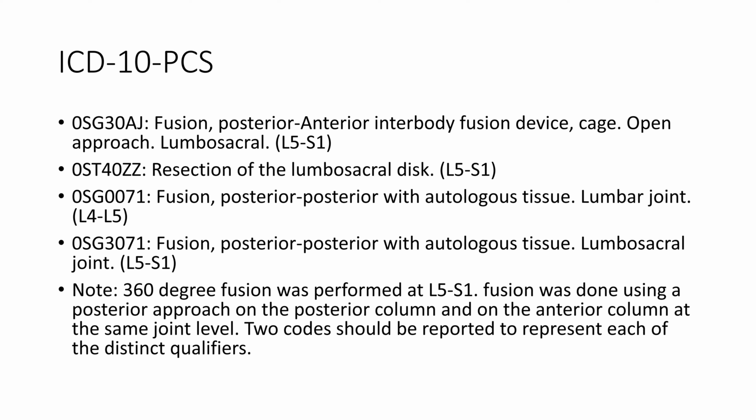So here we have the posterior-posterior with autologous for the lumbar 4, lumbar 5, and posterior-posterior with autologous, lumbosacral, lumbar 5, sacral 1. Now, put a note here, something that happened in the joint level, lumbar 5, sacral 1, it was a 360-degree fusion. Why? Because when fusion is done using posterior approach on the posterior column and on the anterior column at the same joint level, two codes should be reported to represent each of the distinct qualifiers. So at the lumbar 5 sacral 1, they did the fusion posterior and anterior. It's clearly documented in the report.